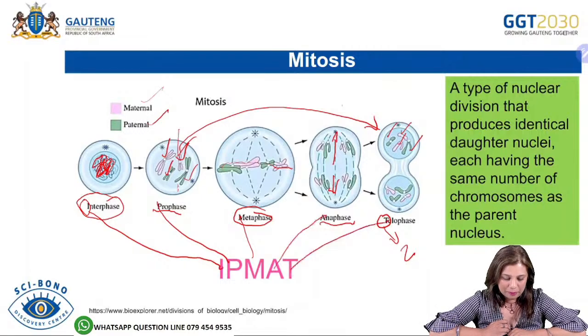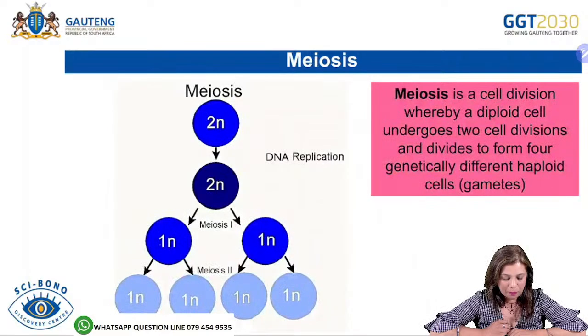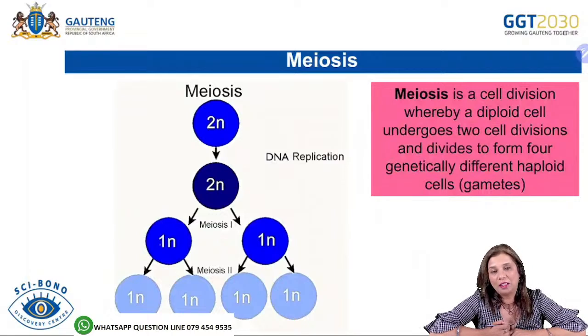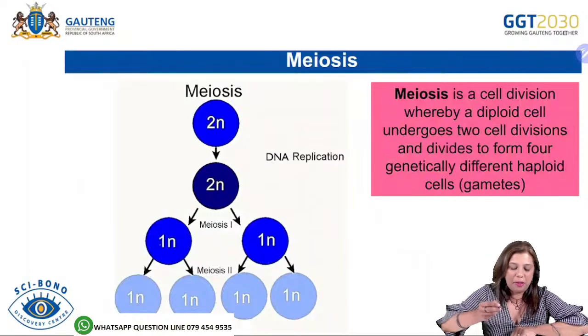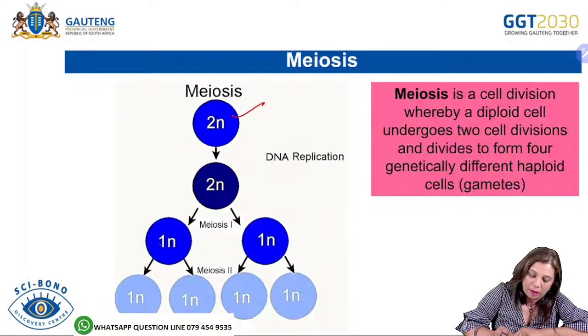Let's move on. So, on meiosis, meiosis undergoes a replication process. It's basically a reduction division. What happens here in meiosis? You have DNA replication which occurs there.